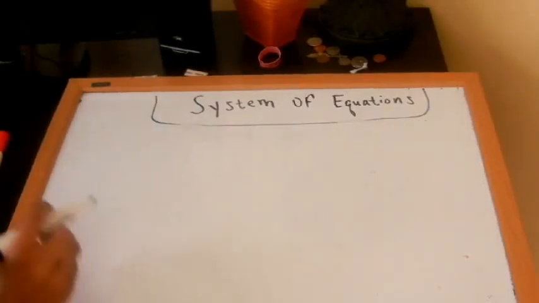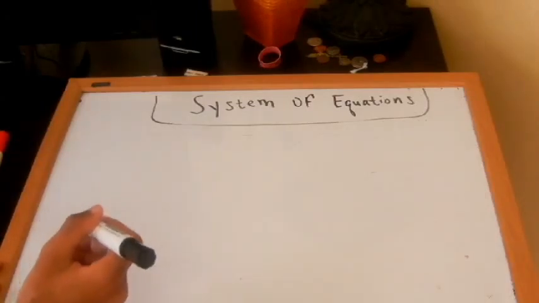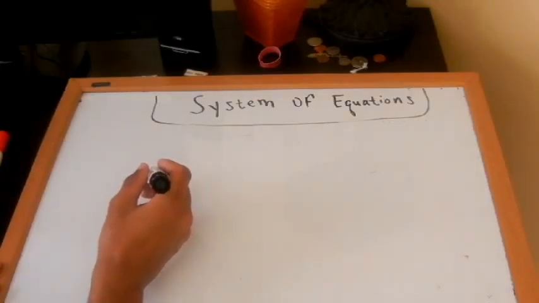Alright, hey guys, so today I'm going to help you solve a system of equations. The basic idea is that you're going to be given at least two equations and you have to solve for the variables that you're given. Usually it's going to be x and y, other times it'll be something else. So I'm going to do a few examples with you and we'll see how it goes.